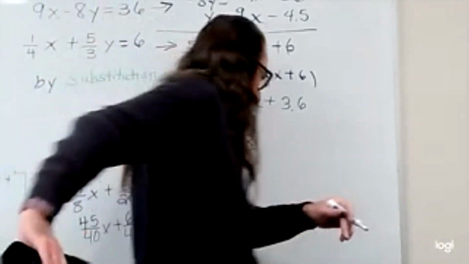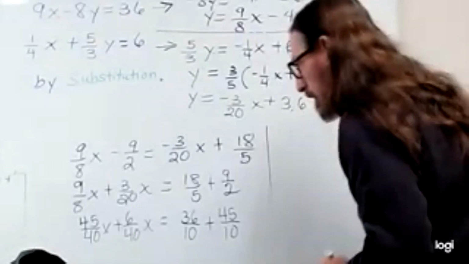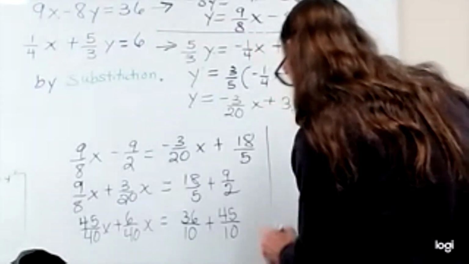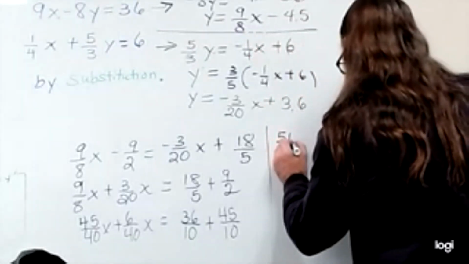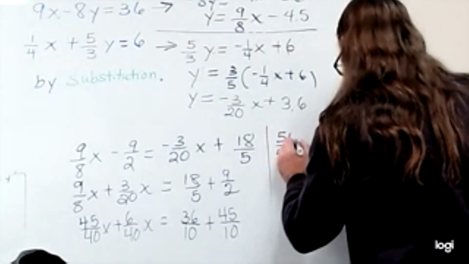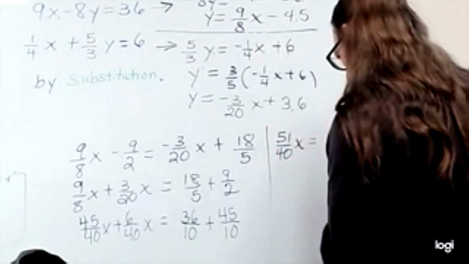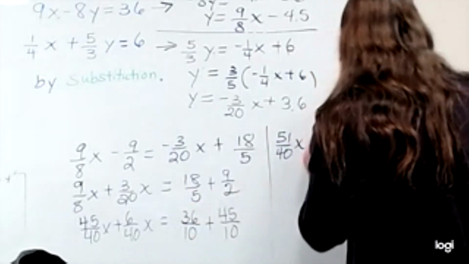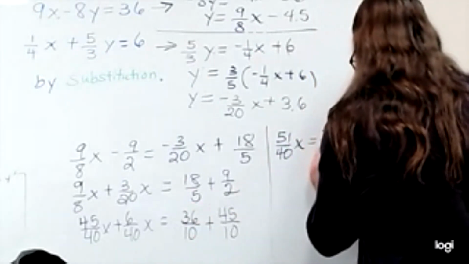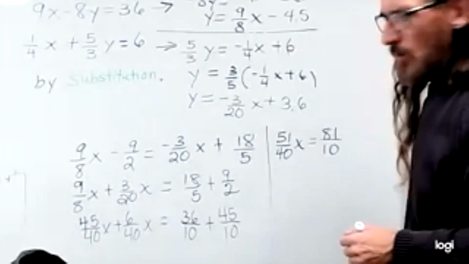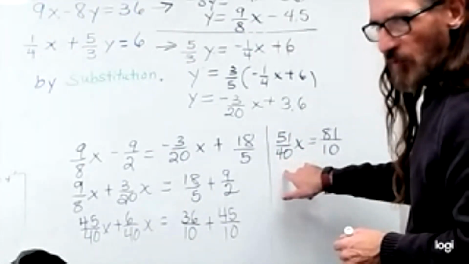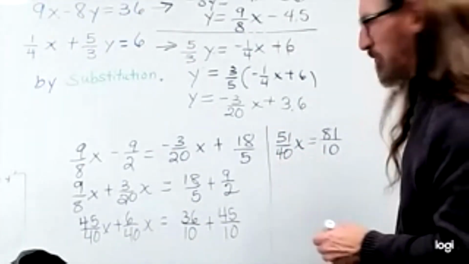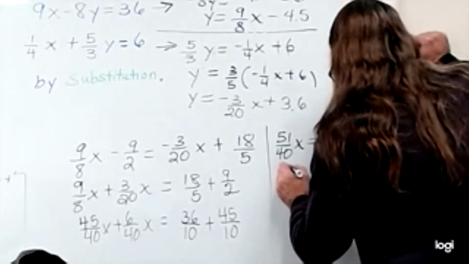So we have 51/40 times x equals 81/10. Dividing both sides by 51/40 would be the same as multiplying both sides by 40/51.